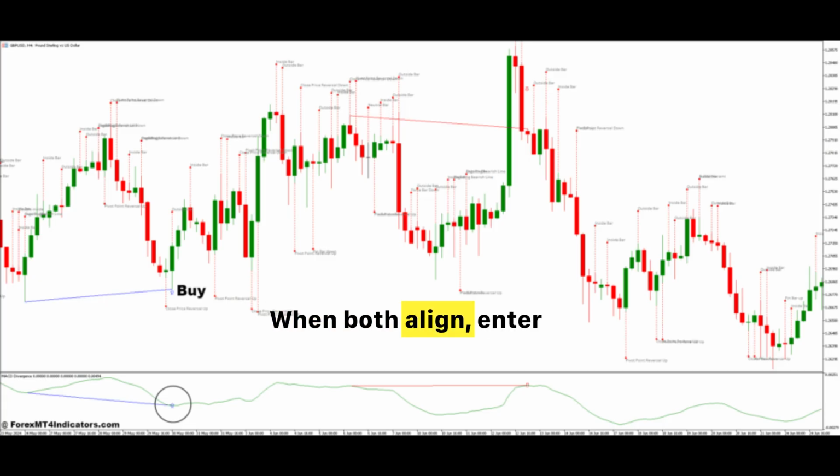When both align, enter long at the first candle close above the pattern breakout. Place your stop loss below the pattern's swing low. Target a 1:2 risk to reward or the next resistance zone.